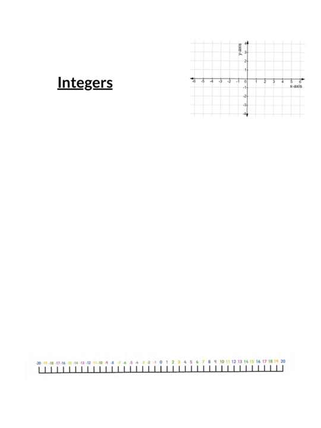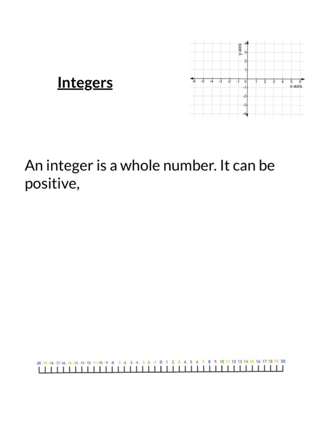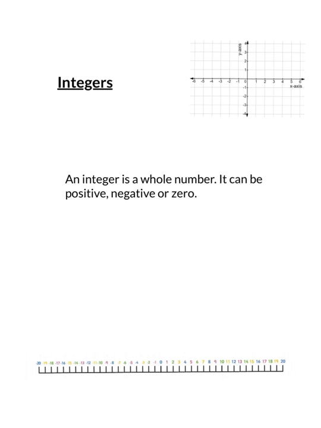Now, the definition of an integer is a whole number. It can be positive, negative, or zero. Okay, there's my definition just there.